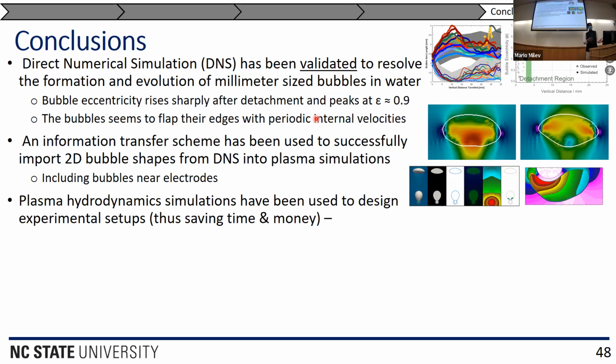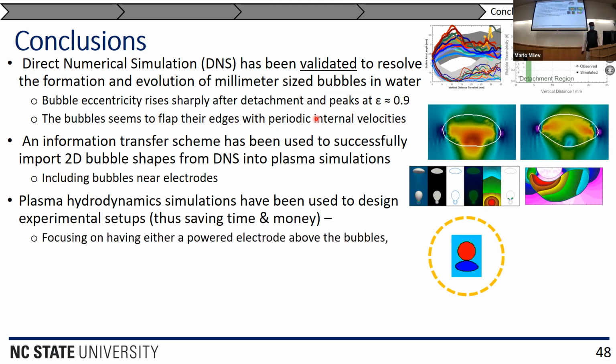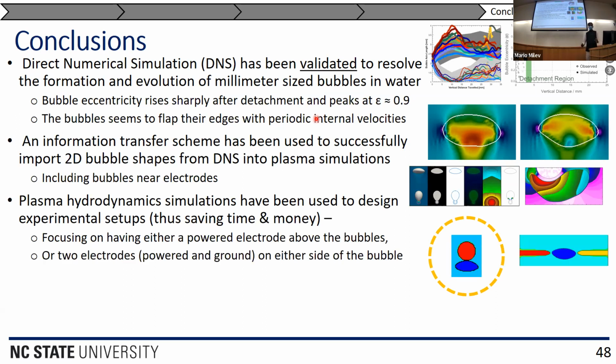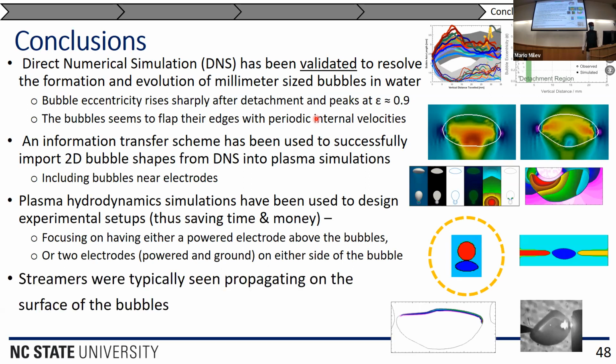These simulations have been used to design experimental setups, potentially saving lives, time, and money. They have focused on either a powered electrode above the bubbles and a grounded electrode around it, or 2 electrodes with 1 powered and the other grounded. In these simulations, we typically saw streamers propagating on the surfaces of the bubbles, especially when they were deformed.